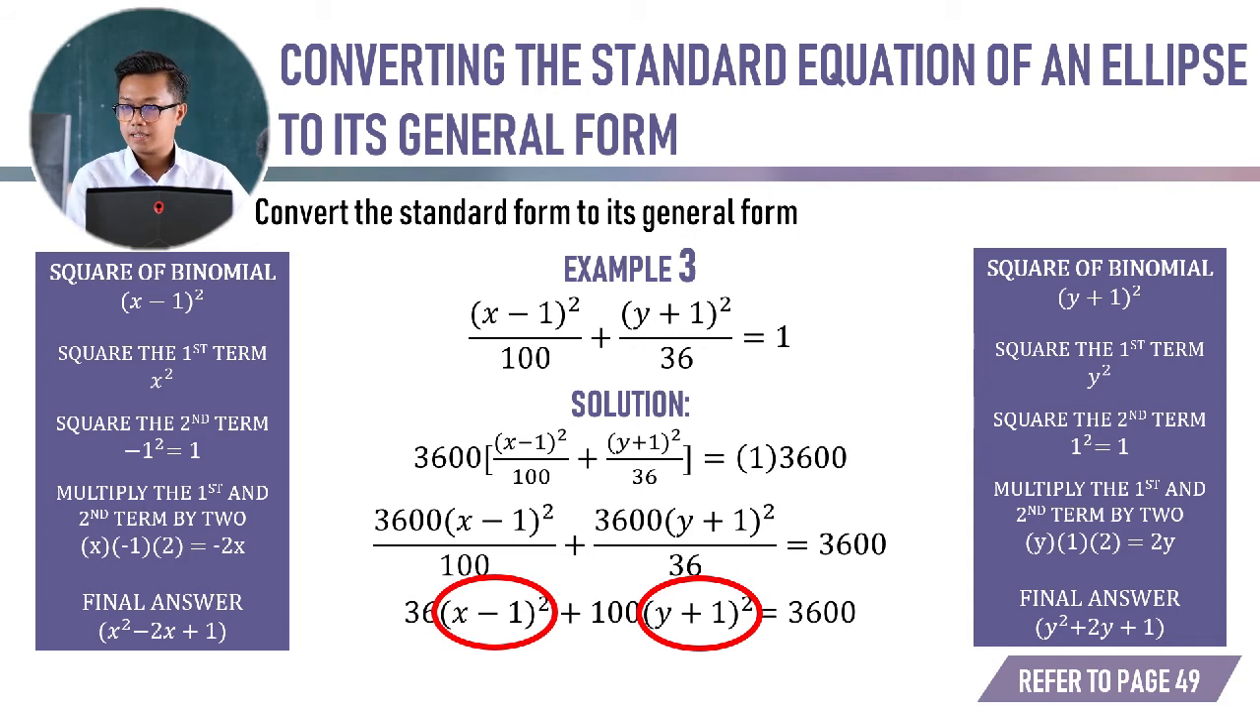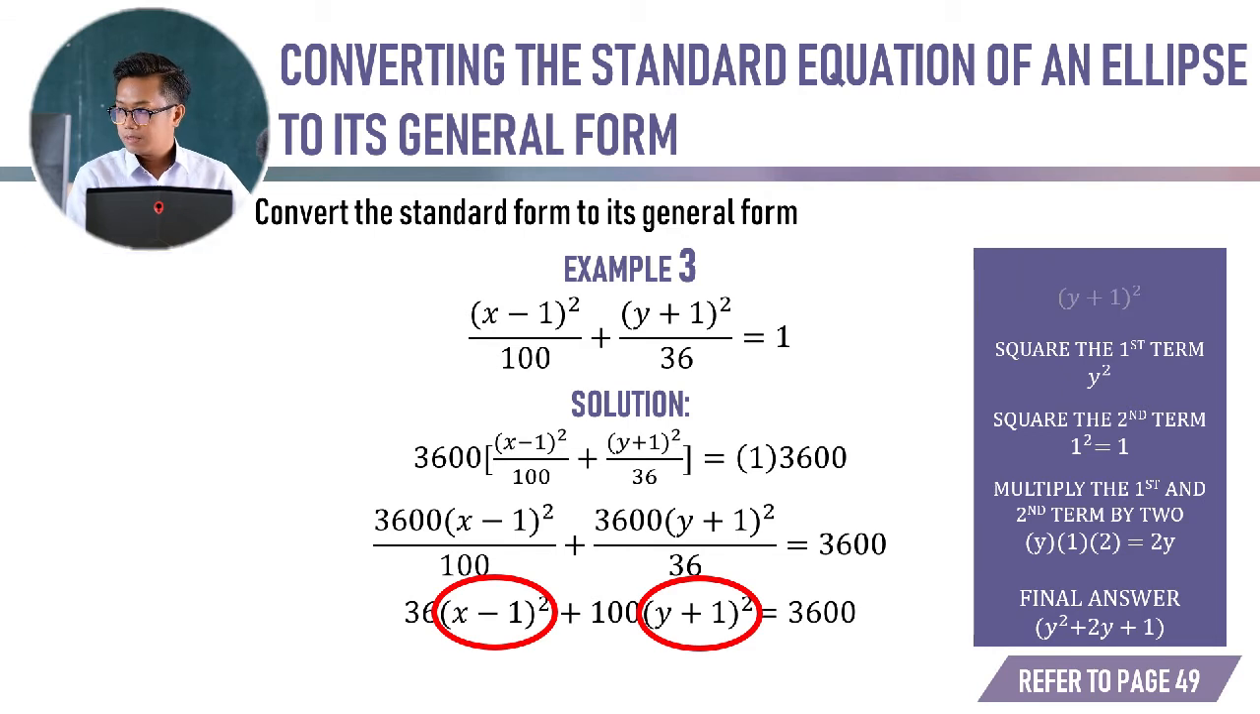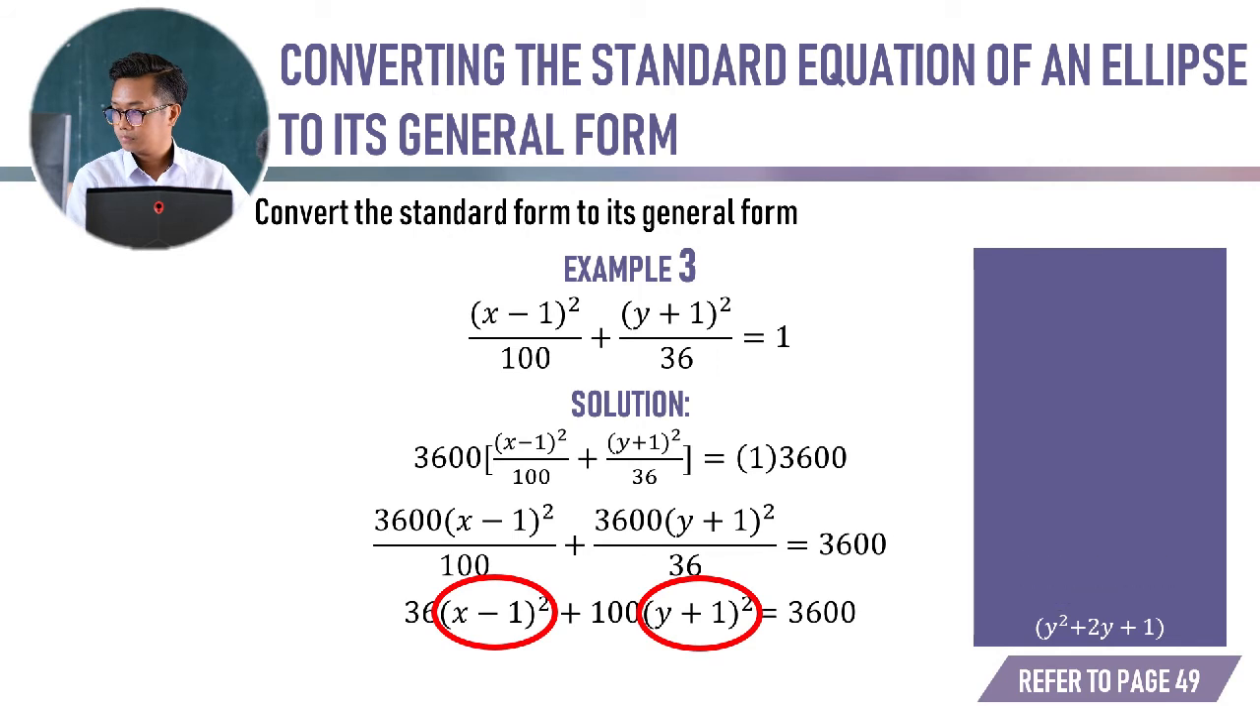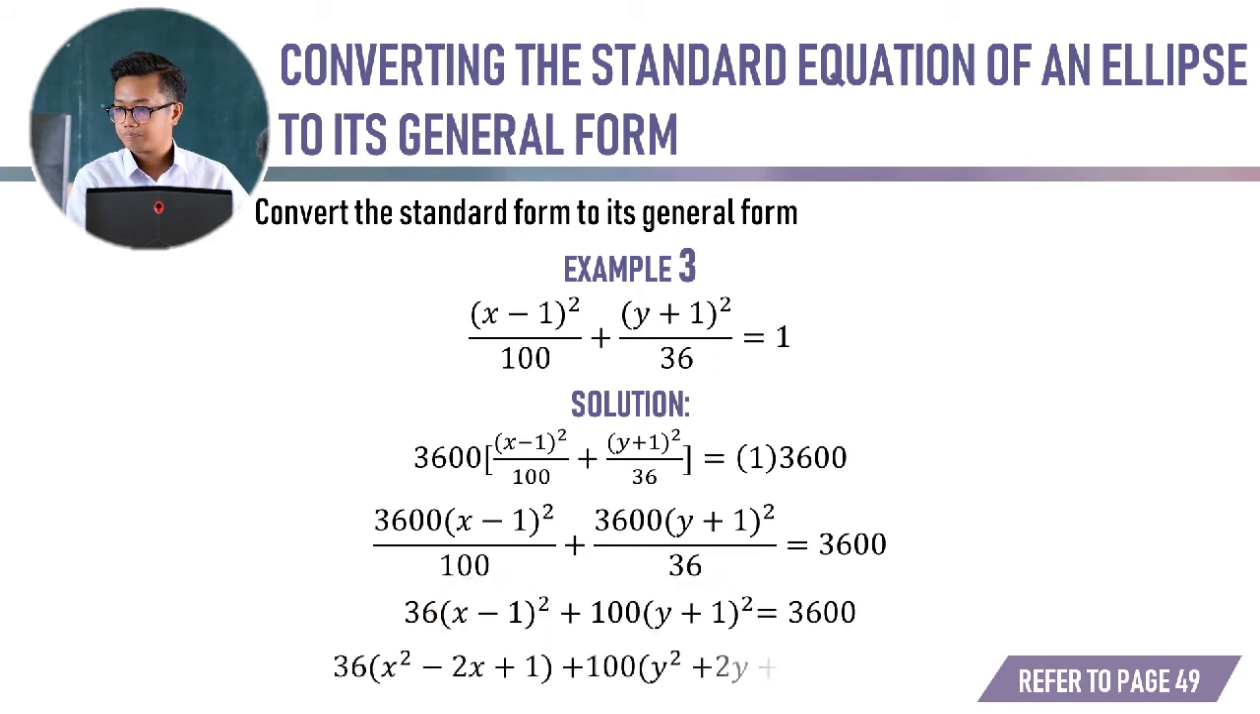Supplying sa imo final answers for the square of your binomials, this becomes 36 multiplied by the quantity of your x squared minus 2x plus 1 plus 100 multiplied by the quantity of your y squared plus 2y plus 1 is equal to 3,600.